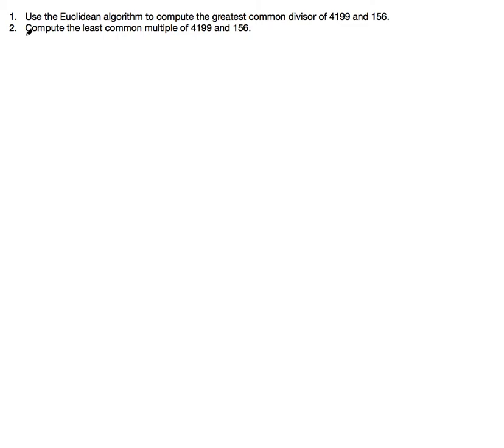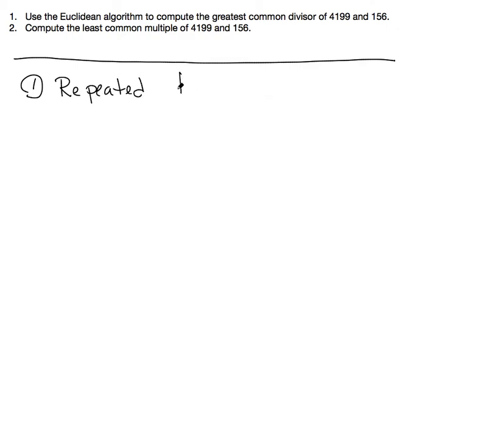All right, so let's get started with this. How do we start? Remember, the Euclidean algorithm is really just repeated division with remainder. What we're going to do is take our two numbers and divide the larger number by the smaller one, and we'll keep track of both the quotient and the remainder. To start, we have 4,199. We're going to divide that by the smaller number, which is 156.